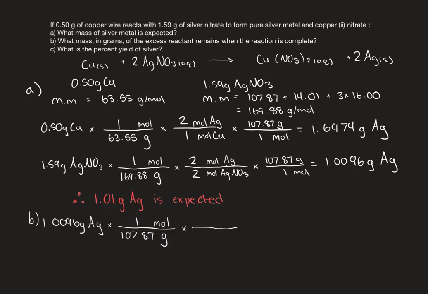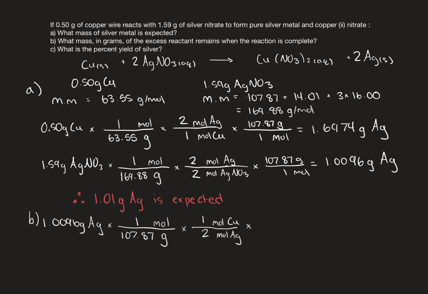Then I'm going to look back at my balanced chemical equation and use the mole ratio to convert to moles of copper. So we have moles of silver in the denominator, moles of copper in the numerator. I see that 2 moles of silver are produced when 1 mole of copper is reacted. So I have 2 moles of silver for every 1 mole of copper.